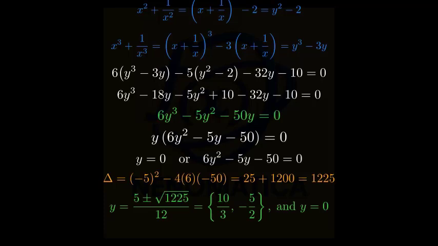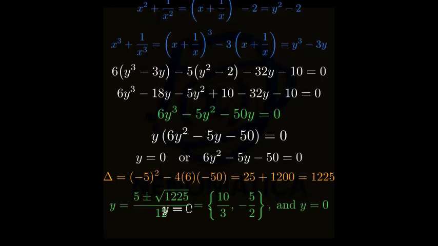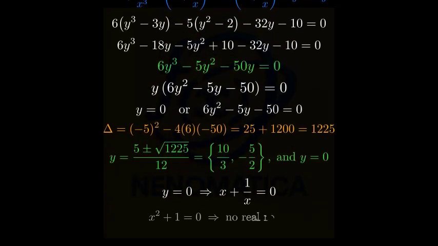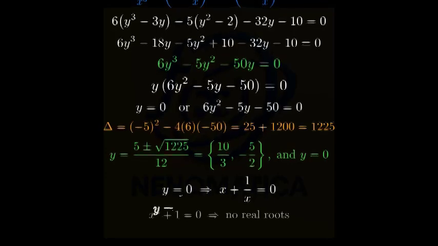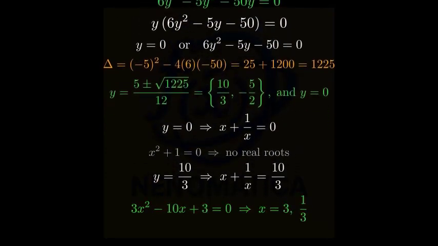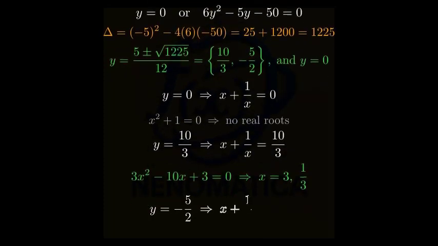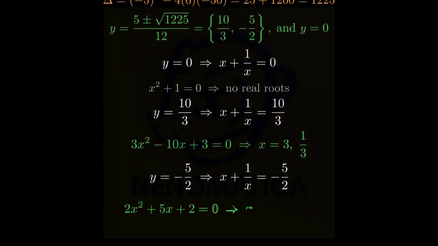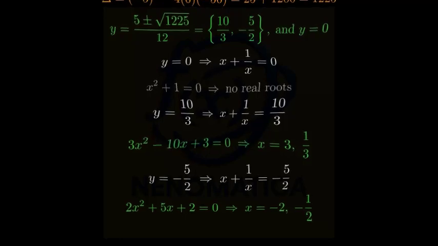Step 5. Back substitute for x. If y equals 0, then x plus 1 over x equals 0, which implies x squared plus 1 equals 0, giving no real solutions. If y equals 10 over 3, then 3x squared minus 10x plus 3 equals 0, whose roots are x equals 3 and x equals 1/3. If y equals negative 5 over 2, then 2x squared plus 5x plus 2 equals 0, whose roots are x equals negative 2 and x equals negative 1/2.